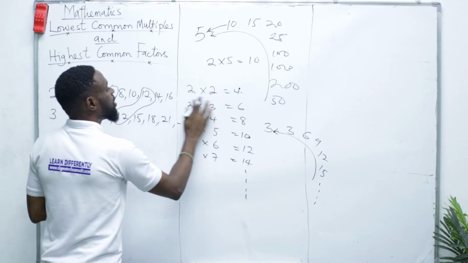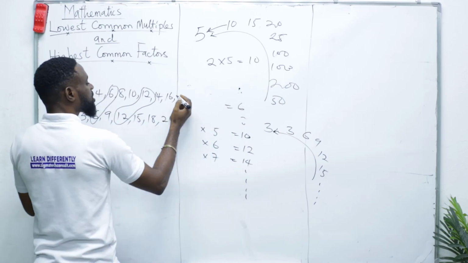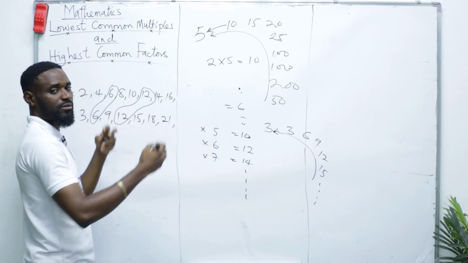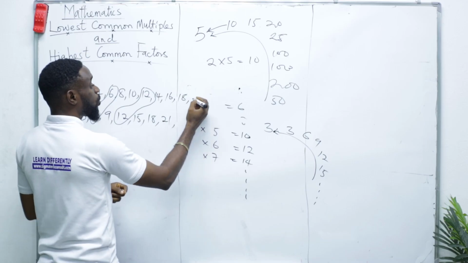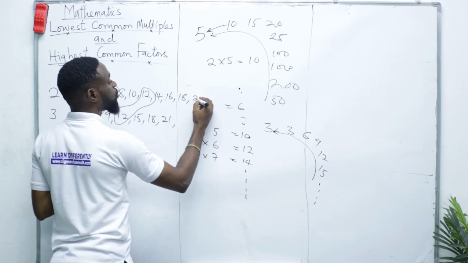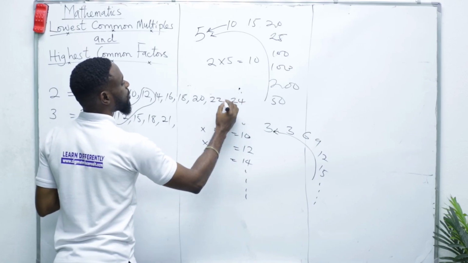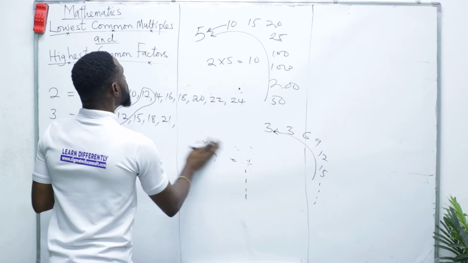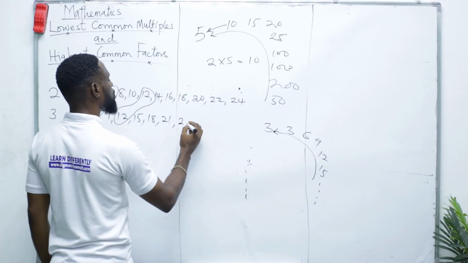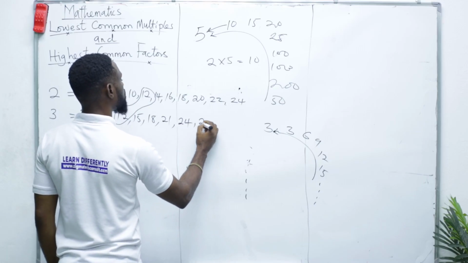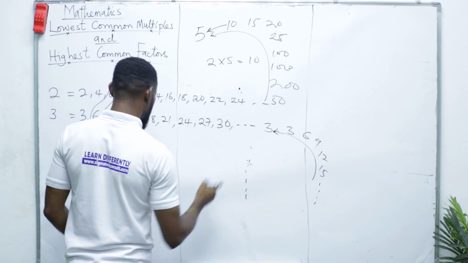If we had moved on writing the numbers, at this point we'll have 18. Here we'll have 20. Here we'll have 22. Here we'll have 24, and so on. So here we would have 24. Here we would have 27, 30, and so on. Okay?